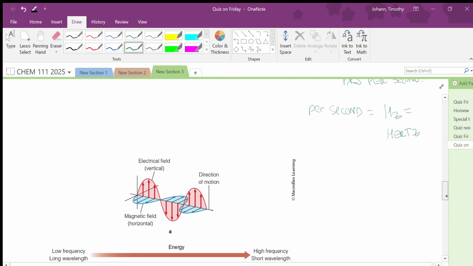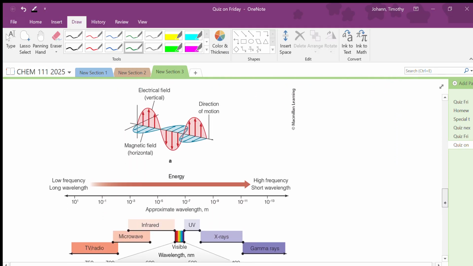All right, so when we picture waves of light, here's a picture from your book showing this wave. What's going on is you have an electric field and a magnetic field, and they're oscillating 90 degrees from each other, which I'm just going to say right now isn't very important. When we talk about light, we talk about it as electromagnetic radiation. So light, as we think about it, is electromagnetic radiation.